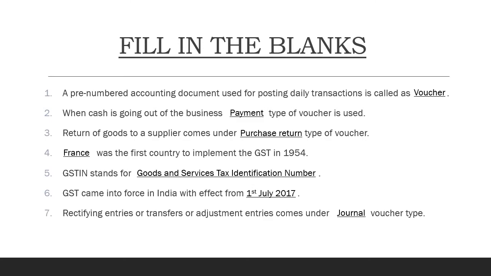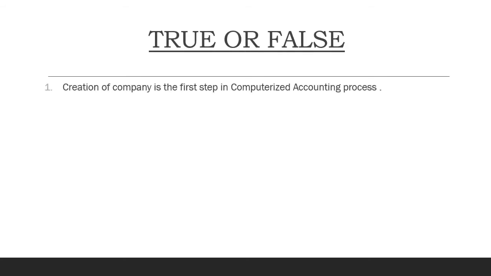Now we are done with the fill in the blanks. Now the next question is true or false. First question. Creation of company is the first step in computerized accounting process. Now you think and give the answer. Before seeing my answer, you should know what the answer is. Is company creation the first step in the computerized accounting process?